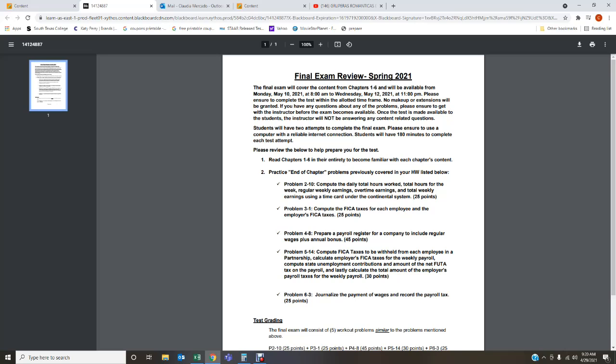Please make sure that you do mark your calendars. I will not, and I repeat, I will not be granting extensions or makeups for missed assignments. It is the student's responsibility to make sure that they jot down the final exam schedule and that they complete the test within the allotted time frame. If you have any questions about any of the problems that are going to be on your final, please get with me this week number 16. Once the final exam becomes available, I will not be answering any content related questions.